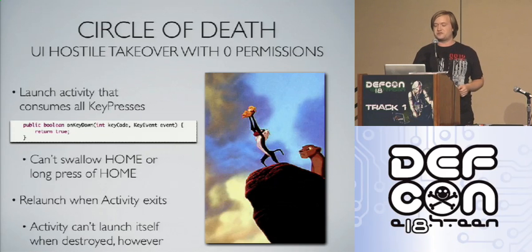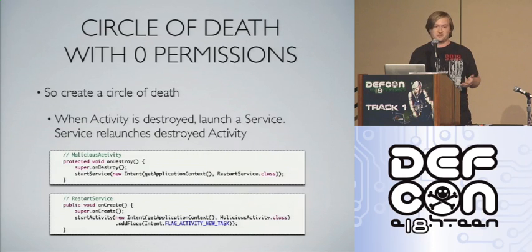So we need to do something else also. So what can we do? We can just relaunch our activity when it exits. Now, unfortunately, it's not as easy as just starting the intent for our activity in its onDestroy event. We have to be a little more clever than that because Android detects that and doesn't fire off the intent in that case. So what we can do instead is create a circle of death. So just when our activity is destroyed, we launch a service, and this service just launches our original activity. So all we have to do, in the onDestroy event, we start a service, and all that service does is start an activity, and then it can just finish itself.